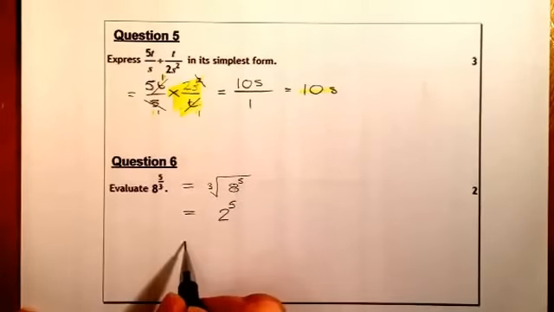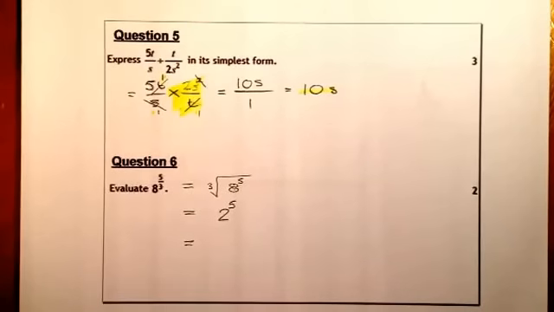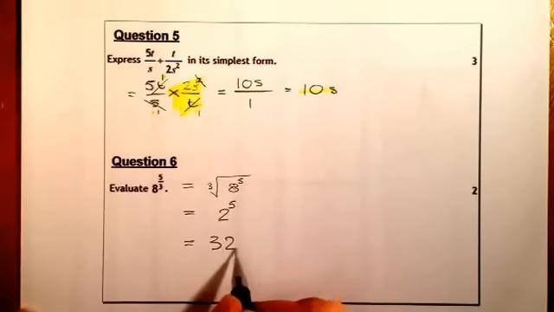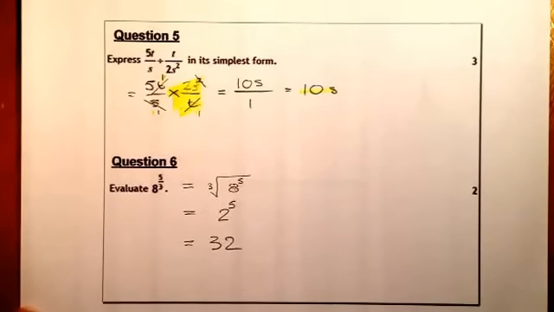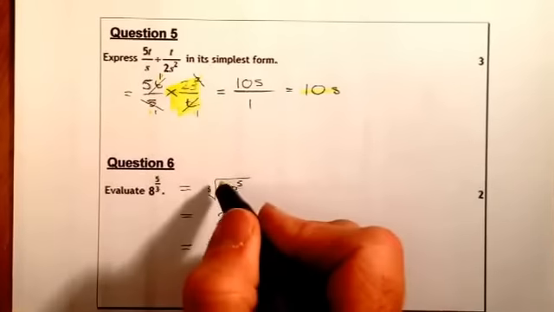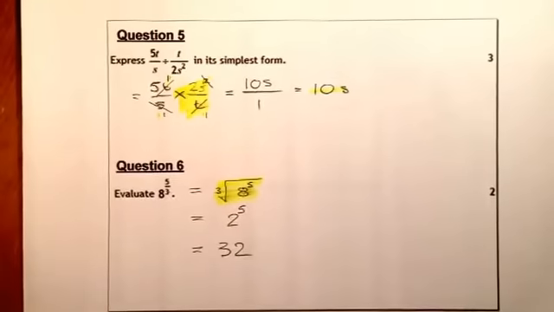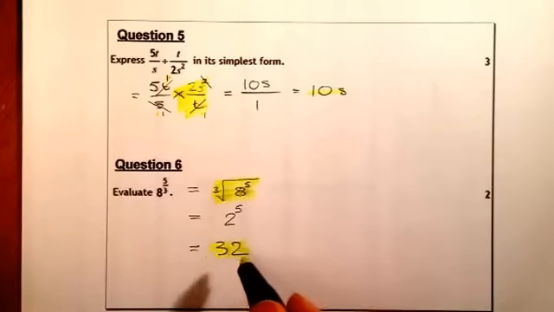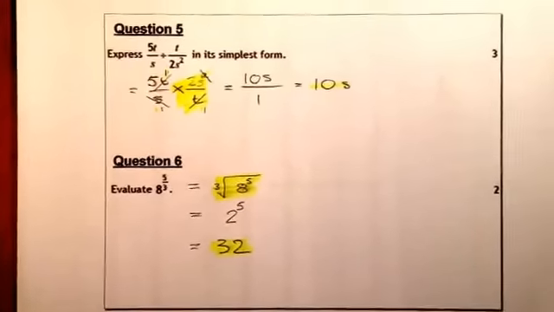2 to the power of 5, I'm just thinking about 2 times 2 times 2 times 2 times 2 gives me 32. So that's a 2-mark question for that one there. What we've got is the first mark really is for getting it into that form and understanding how to do that. Final mark for getting the answer. Question 7.